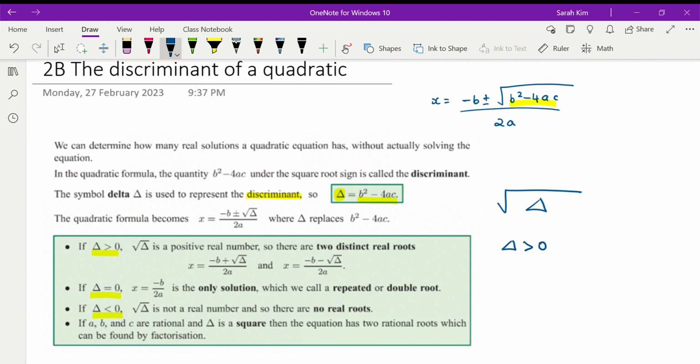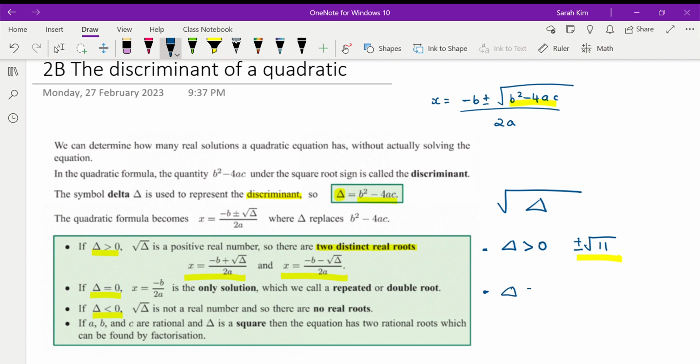Square root of a number greater than 0 will give me, for example, a positive number, 11, will give me some answers, right? It will give me two answers because there's a plus and minus associated to a square root. So this will give me two distinct real roots. That means it'll give me a plus square root 11 and a minus square root 11, whatever that discriminant may be. So these are the two answers we get. So that's the first dot point.